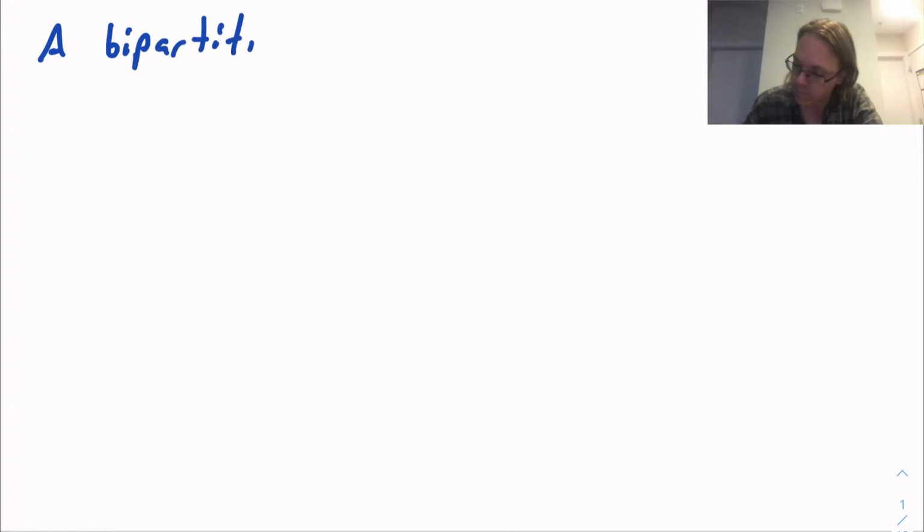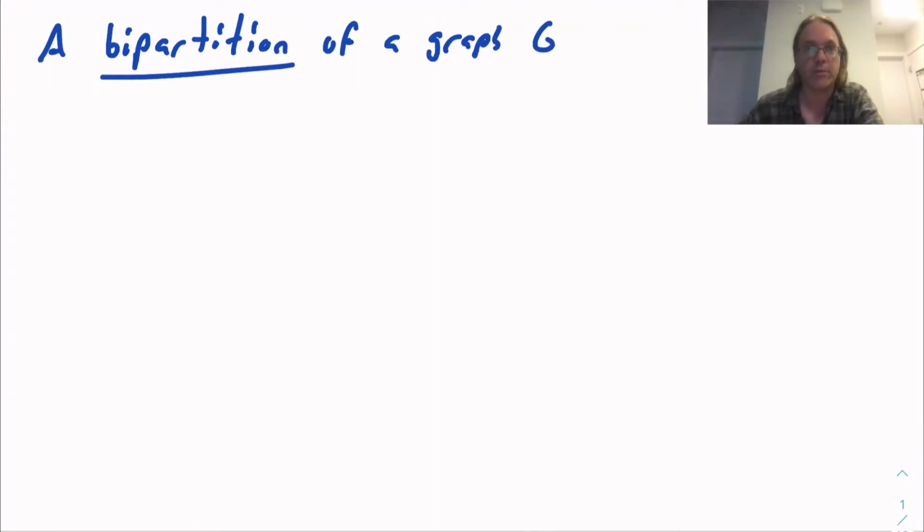So we're going to continue our basic development of graph theory now with the introduction of a very important class of graphs, the bipartite graphs. So let me start with the main definitions here. So a bipartition of a graph G. So I'm defining the concept bipartition.